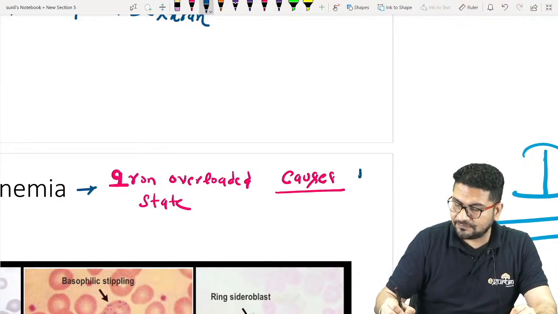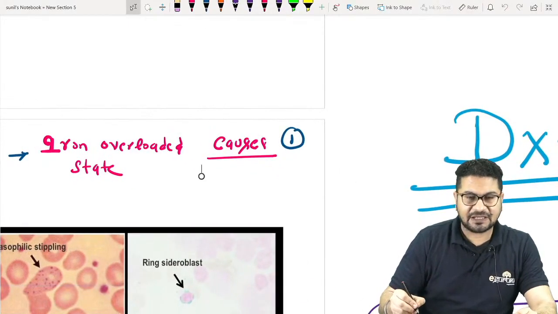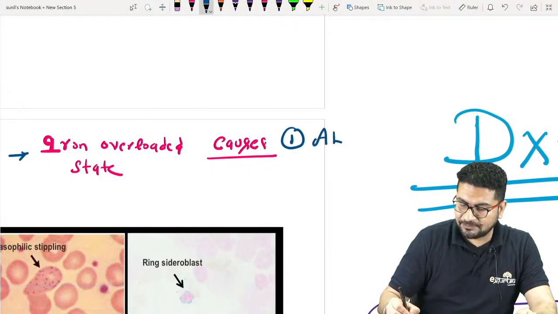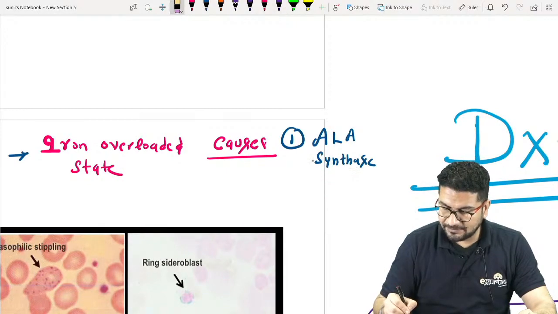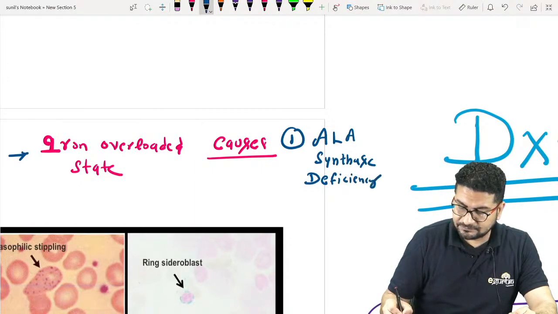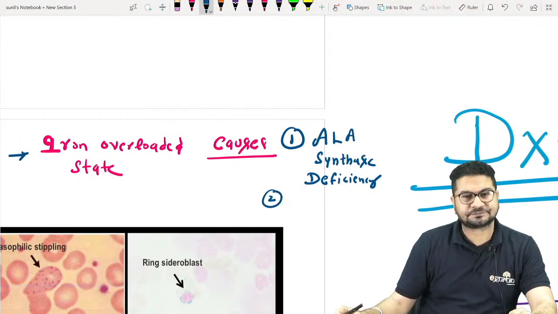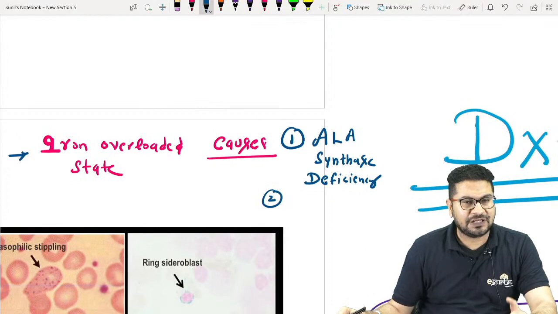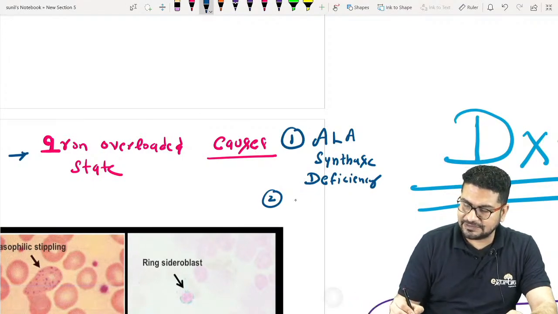Causes of sideroblastic anemia: the first cause can occur since birth, meaning congenitally. It can be due to deficiency of an enzyme called aminolevulinic acid synthase, ALA synthase. This is the congenital cause. Understand this, we need this enzyme for the heme metabolic pathway, and it is deficient. Or it can occur because of some acquired cause, like B6 deficiency.